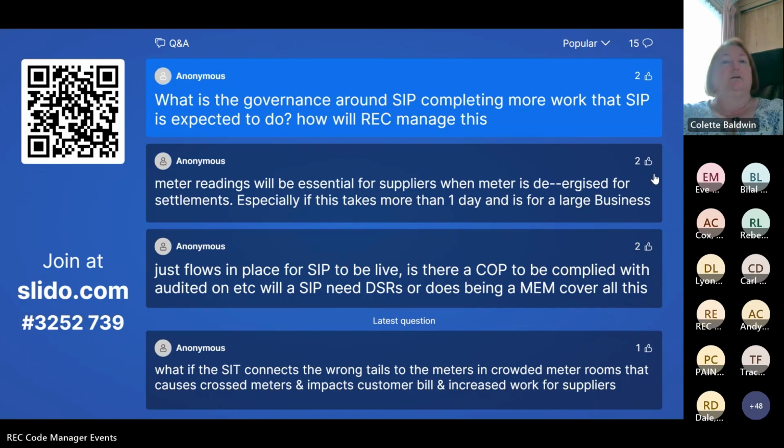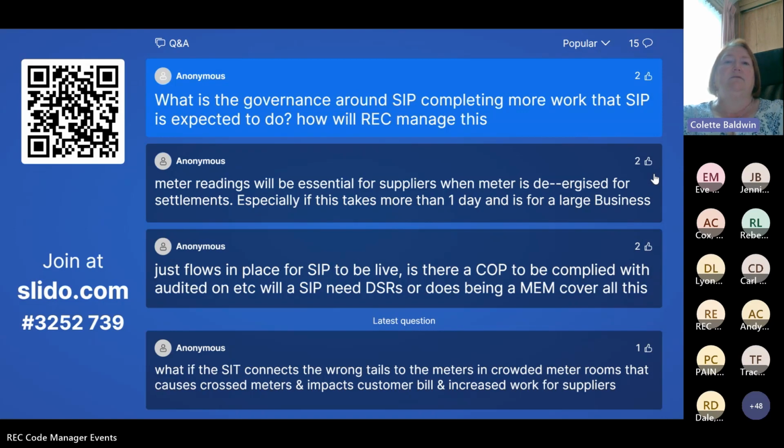permitted to do? Well, first of all, the SIP is subject as a MEM to the audit arrangements under the REC, and therefore any SIP work is subject to audit, and that will be one of the considerations about what's been done on site. We've been very clear about what the SIP can do, and we've tried to keep it particularly narrow.